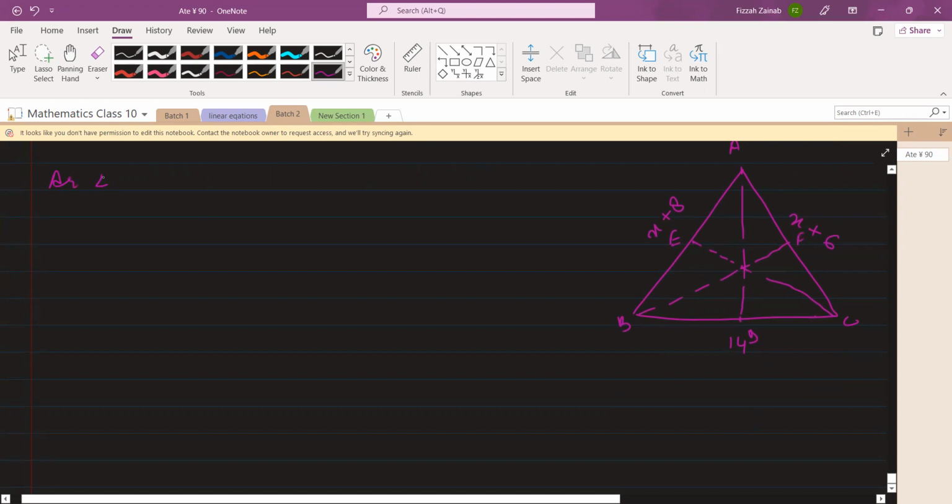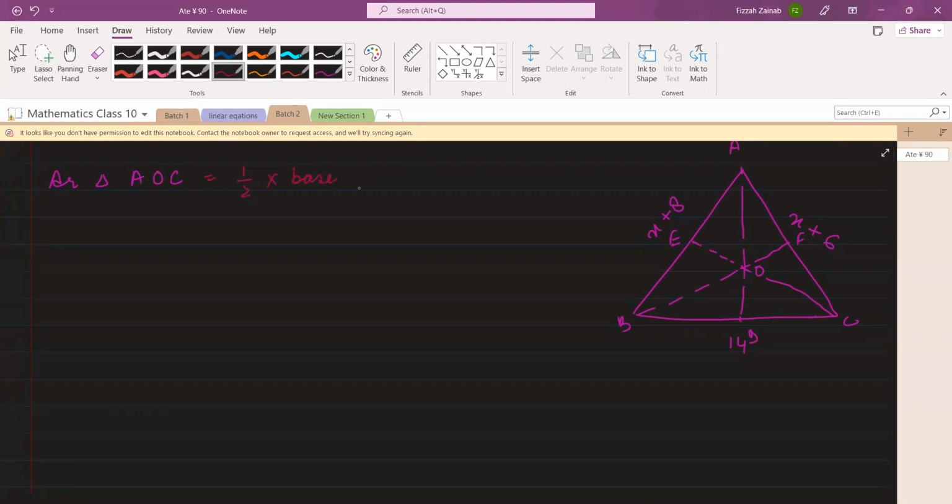So area of triangle AOC. This is O. So this will be half base into height, right? We wanted to prove that all those 3 triangles are equal, right?